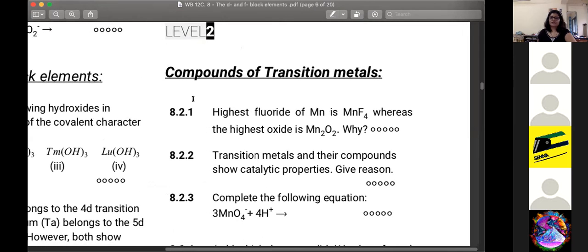First question. The highest fluoride of Mn is MnF4, whereas the highest oxide is Mn2O7. Give the reason why manganese shows a higher oxidation state with oxygen as compared with fluorine. What is the reason for this?